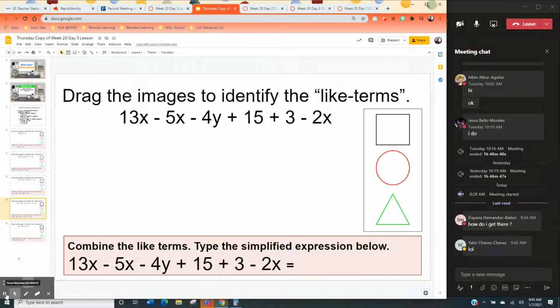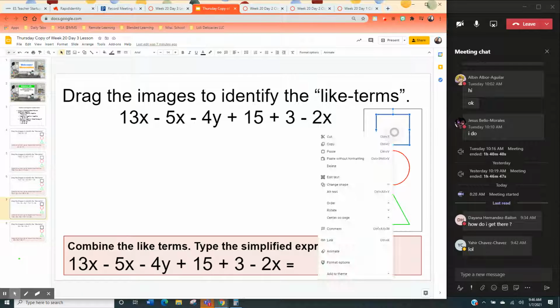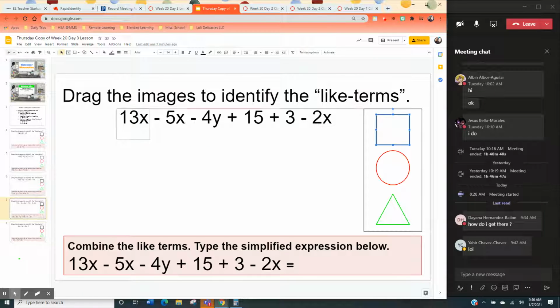Okay, so let's go ahead and look at that first step. So I'm going to kind of work through what you should have done so far. So we have 13x minus 5x minus 4y plus 15 plus 3 minus 2x. So I'm going to go ahead and drag over my shapes. So my x's are going to be my squares.